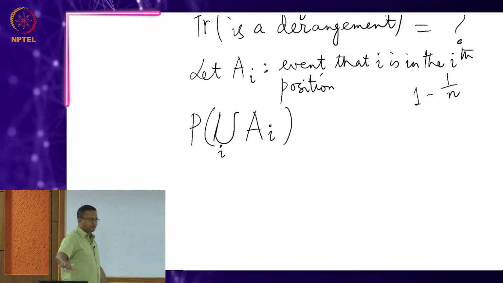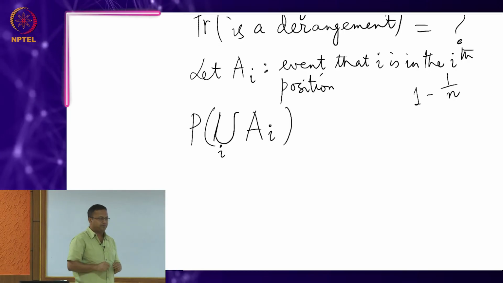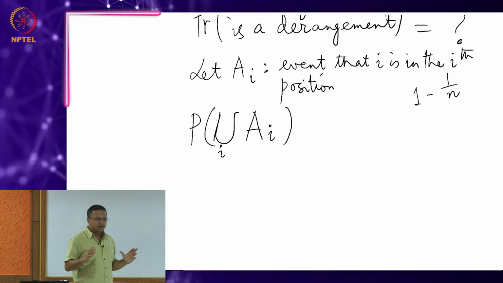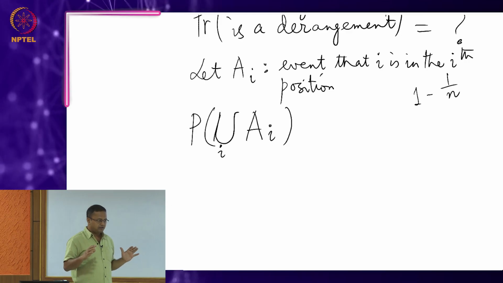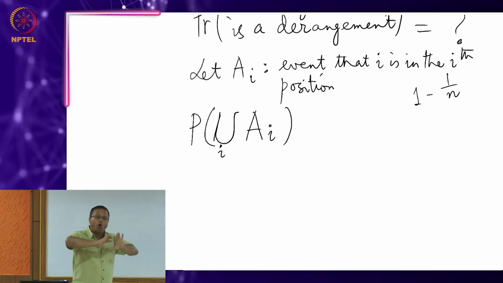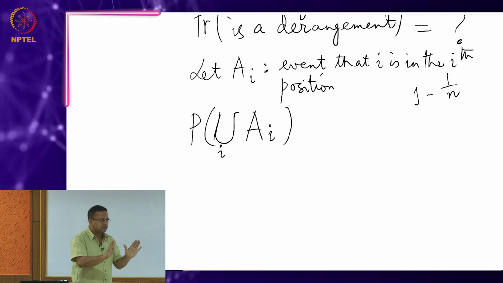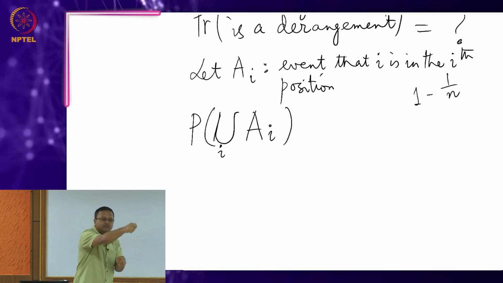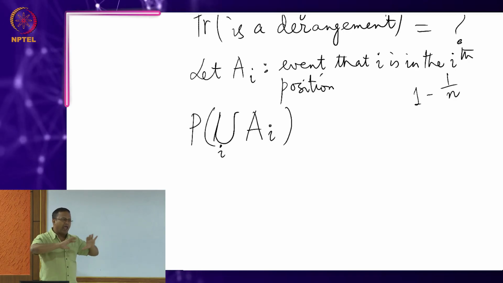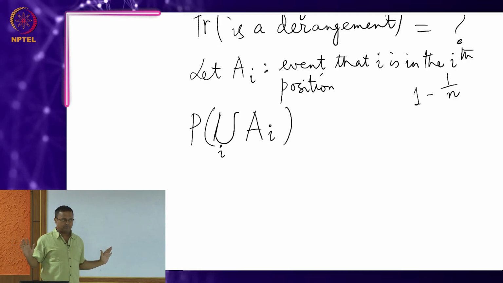Now, first look at this. A_i is the event that the ith letter is in the ith envelope. Now, if I take the union of the A_i's, what does it mean? It means that I am covering all permutations for which there is at least one letter going into its correct envelope. So, this union of A_i covers everything which is not a complete mess. Agreed?